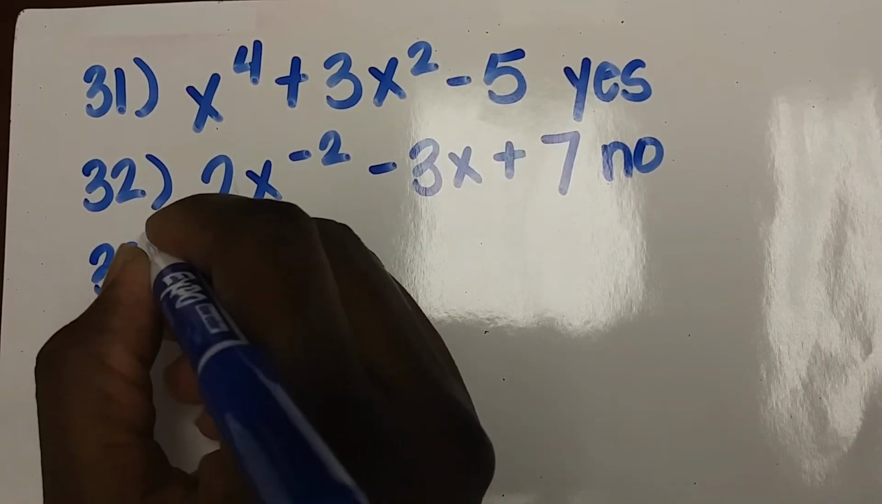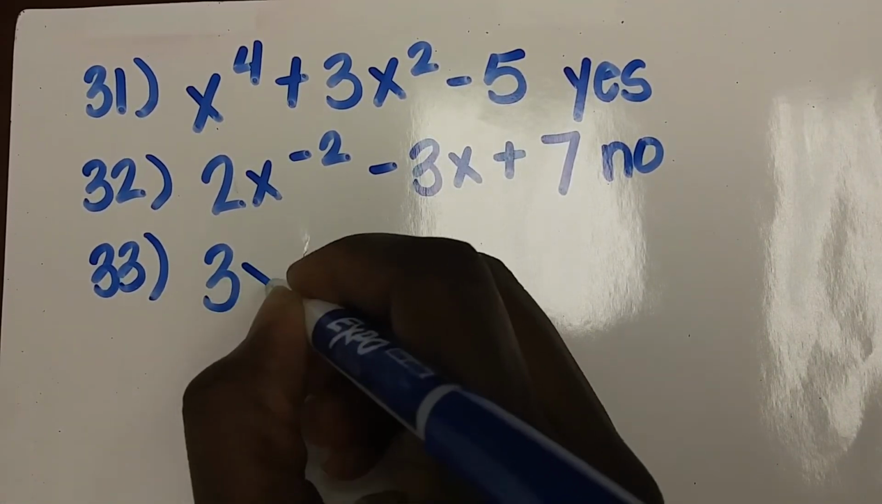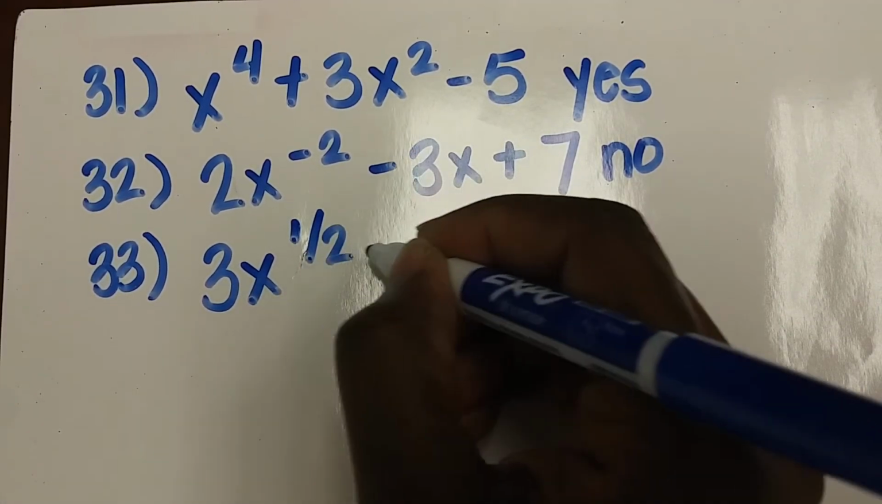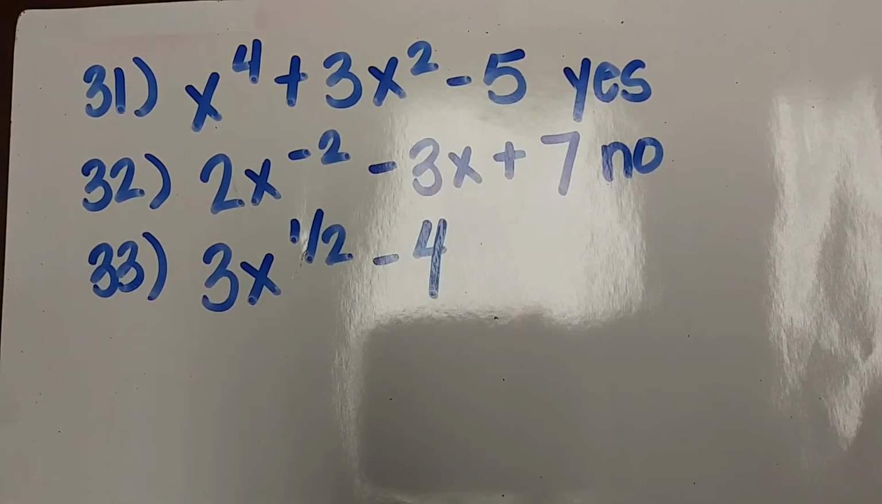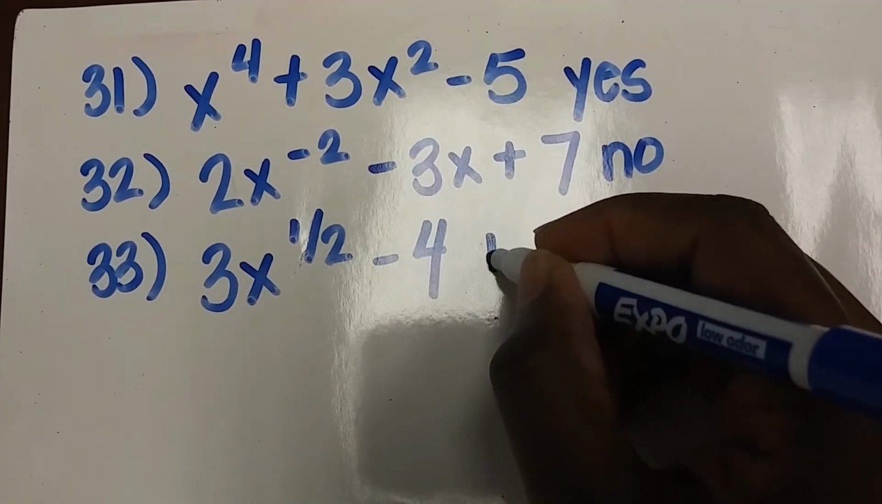Number 33, I have 3x to the 1/2 power minus 4. Your exponent this time is positive, but it's not a whole number. It's a fraction, or you can see it as a decimal. So because 1/2 is not a whole number, it is not a polynomial. So this is also a no.